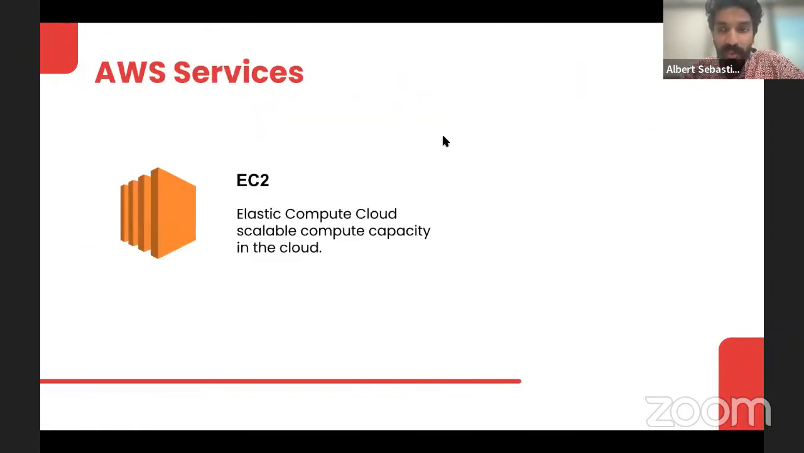Okay. So I'm going to touch upon some of these common services that you will hear about from AWS. You might think these are very complex names, but these are very simple names. They've just given acronyms so that it's easy for them to understand what it's called.